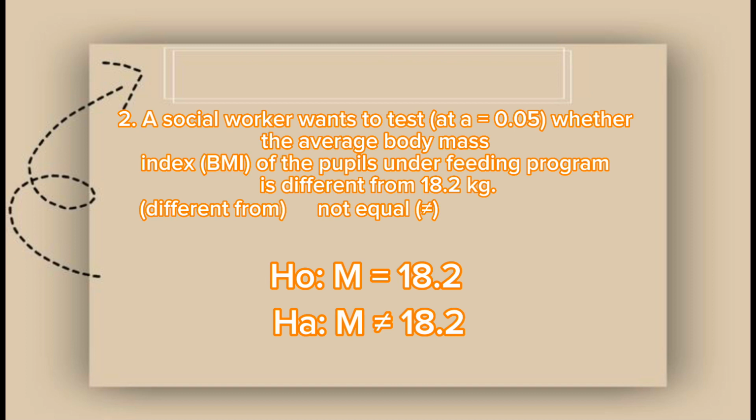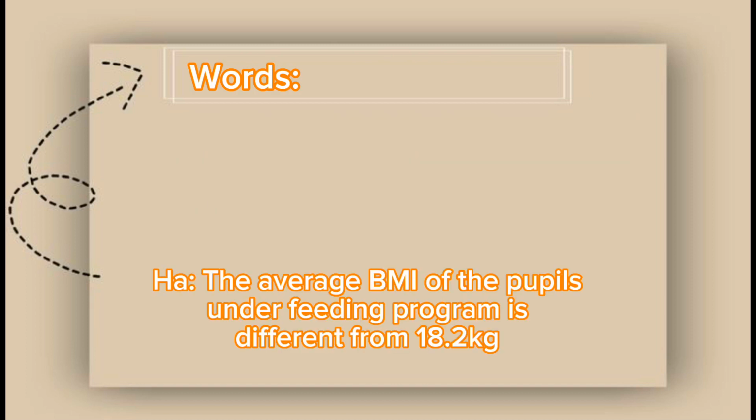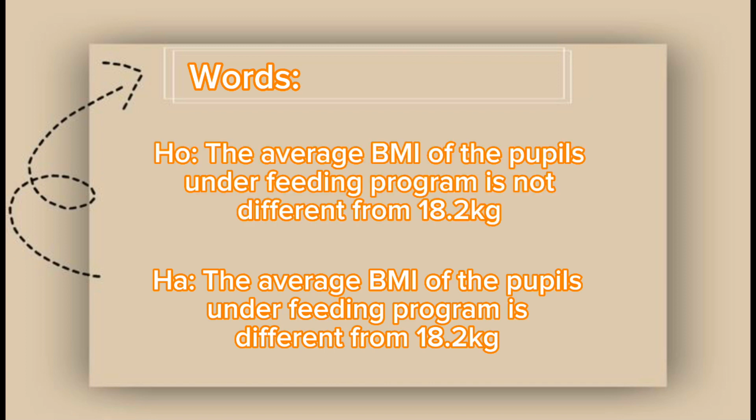mean equal 18.2. In words, alternative hypothesis: the average BMI of the pupils under feeding program is different from 18.2 kg. Null hypothesis: the average BMI of the pupils under feeding program is not different from 18.2 kg.